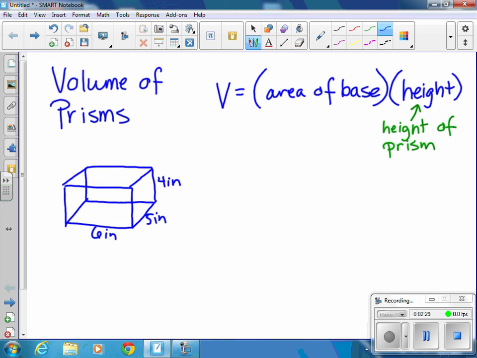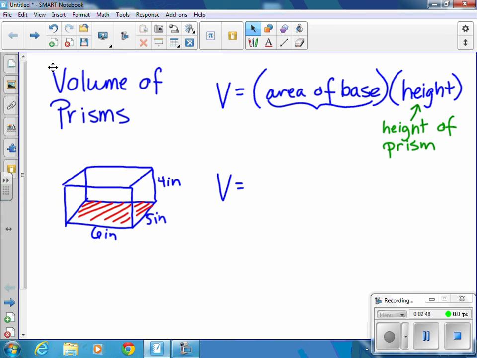But back to my formula to find the area of this, or excuse me, the volume of this. The area of the base is what I need first. Well, if I look at this area of the base, and I look at my shape over here, my base is clearly a rectangle. This would be my base down here on the bottom. The length and width of my rectangle is length and width here. So that's all I need to find the area of a rectangle: length times width. So I'm going to put LW there.